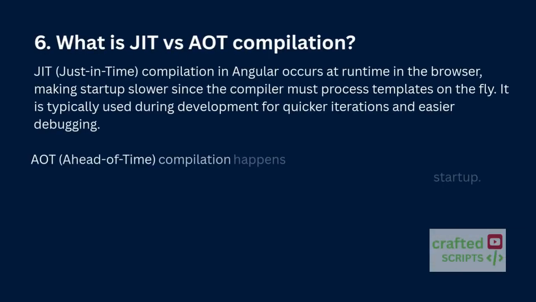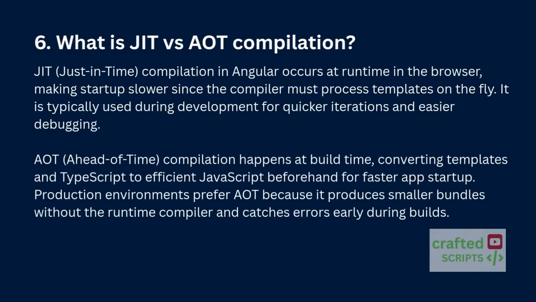Question number 6. What is JIT versus AOT compilation? JIT, just-in-time, compilation in Angular occurs at runtime in the browser, making startup slower since the compiler must process templates on the fly. It is typically used during development for quicker iterations and easier debugging. AOT, ahead-of-time, compilation happens at build time, converting templates and TypeScript to efficient JavaScript beforehand for faster app startup.